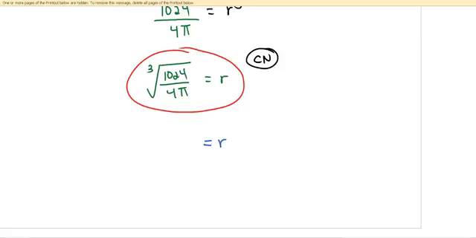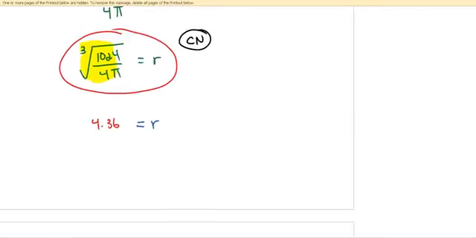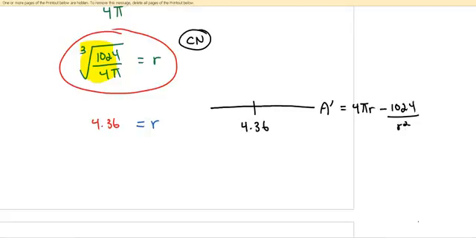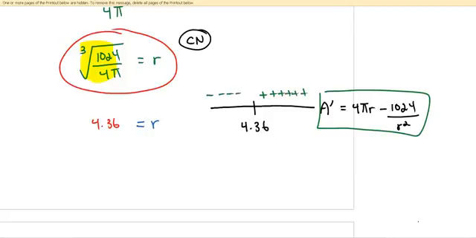If I just put this into my calculator, I should get something like 4.36. And if you want to verify that this is indeed a minimum, just draw a number line and set up the first derivative test. This is 4.36. And if you evaluate your area here, which is A prime, that's the same thing as 4 pi r minus 1024 divided by r squared. If you find some test values on the left and the right hand side, you'll notice that this side will be positive and this is negative, and you can verify this in your calculator. Just take some random points like 10 and maybe 1, you get positive and negative values.